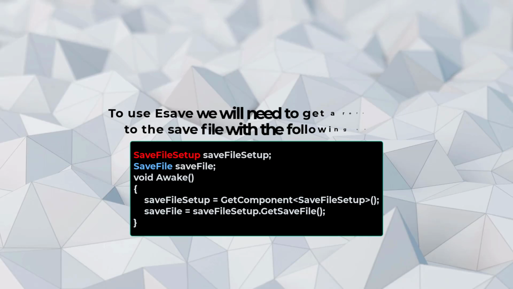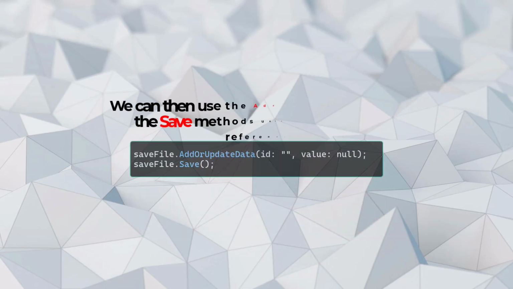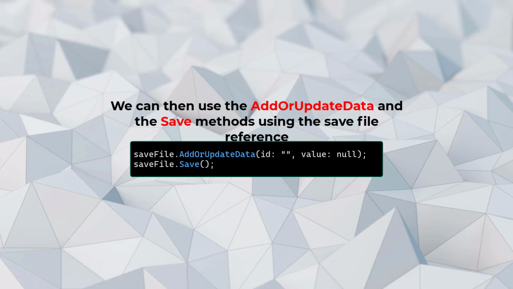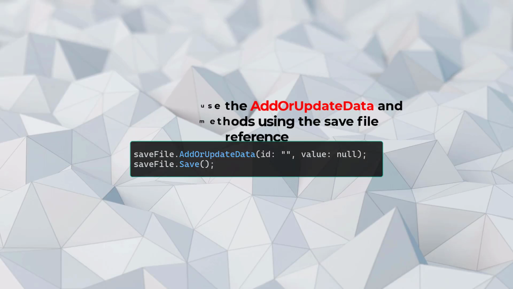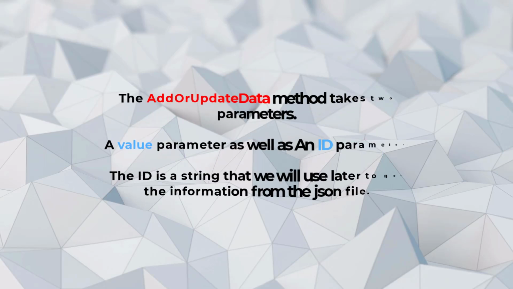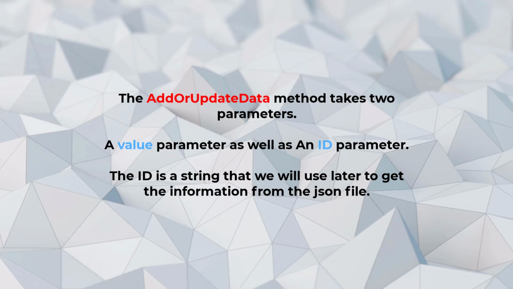To use Esave we will need to get a reference to the save file with the following code. We can then use the add or update data and the save methods using the save file reference. The add or update data method takes two parameters: a value parameter as well as an ID parameter. The ID is a string that we will use later to get the information from the JSON file.